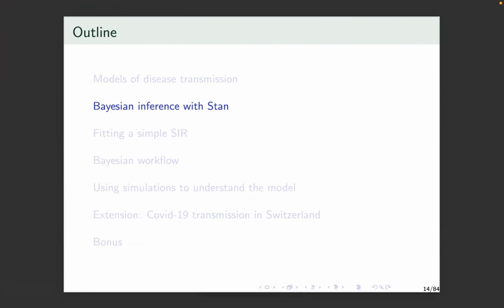So yes, how about Bayesian inference? Now we understand what the model is, what we want to model, and what parameters are important. But in a real life situation, we don't know the values of those parameters. What we do have is some observed data.